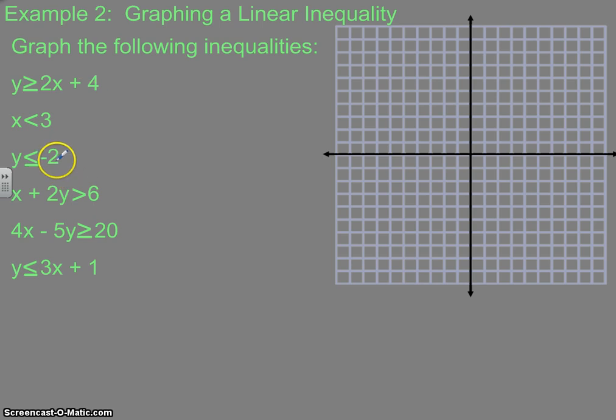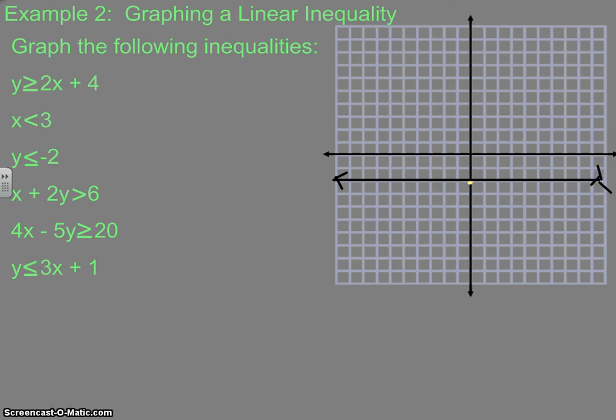Y is less than or equal to -2. Here I'm going to go down to -2. Now it has an equal sign, so that means I'm going to draw a solid line, and I really struggle with these. For some reason, horizontal lines kill me on this thing. I'm going to do a point here, and that looks really ugly, but you get the picture.